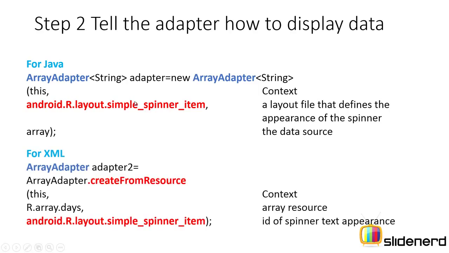For XML, things differ slightly. Instead of saying array adapter is new array adapter, you use a static method called create from resource. Again, this takes 3 parameters. 1, the context. 2, the array resource. And 3, the appearance of a single item inside the drop down list of a spinner, which is contained inside this file. Now don't worry, I will show you exactly how this file looks like.